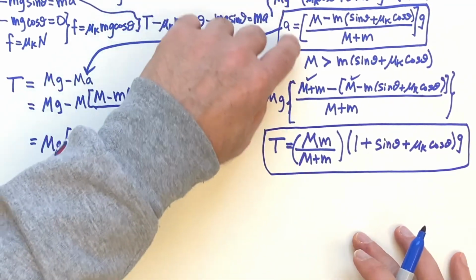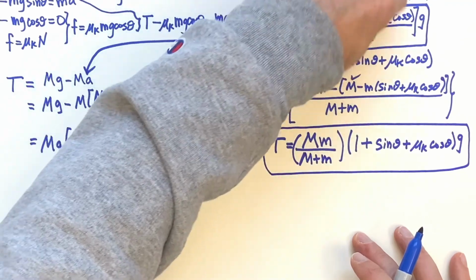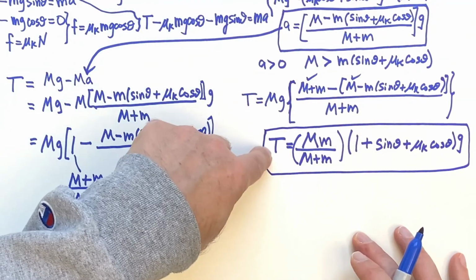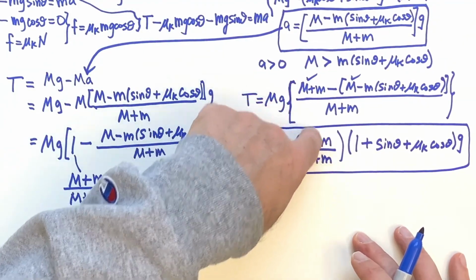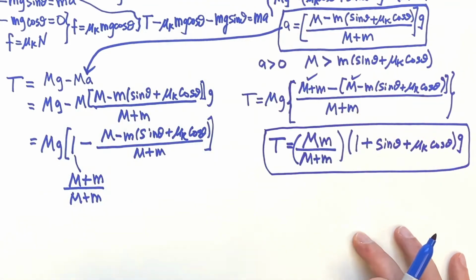Let's check the dimensions on both of these. Here, masses cancel, you get g, acceleration. Here you have an extra mass up there, it's going to survive, and you have a g, so it's mg. That's going to be the force.